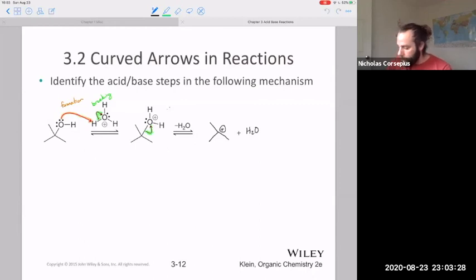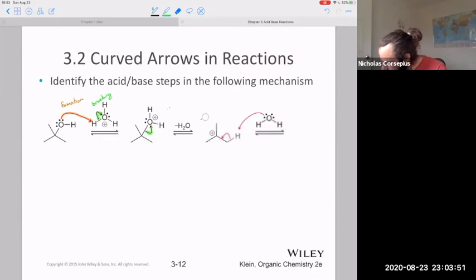Okay, so now I'm left with this carbocation, so let's see what happens next. And again, the whole goal isn't to understand why, but just to make sure that we can follow what's going on with these arrows. Okay, so now in this step, I have this carbocation.